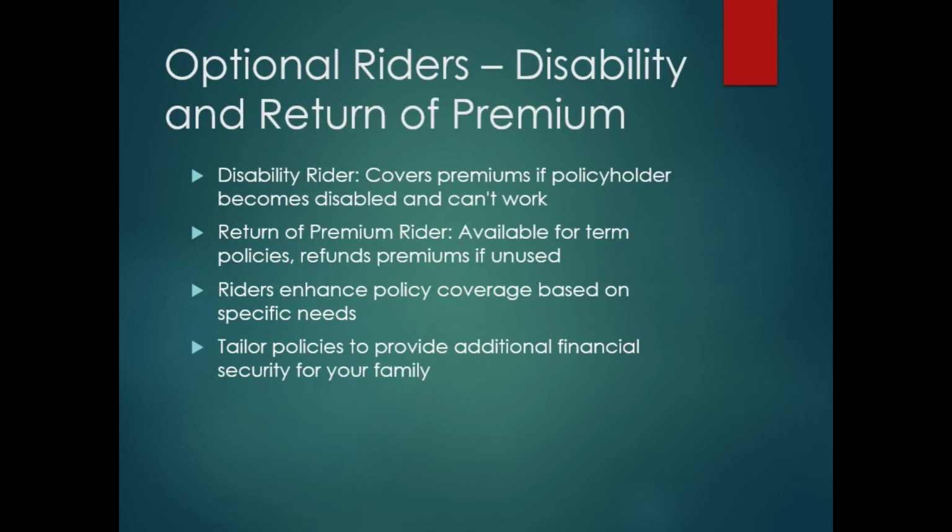Part 5: Riders, Disability, and Return of Premium. Now, let's talk about some optional riders that you can add to your policy for extra protection. Disability rider. This rider covers your premiums if you become disabled and can't work. It keeps your policy active without requiring you to make payments, so your family's coverage isn't interrupted. Return of Premium rider. This one's for term policies. If you reach the end of your term and haven't used the policy, this rider allows you to get back the premiums you paid. It costs a bit more, but it can be a good option if you'd like to get something back after your term ends.